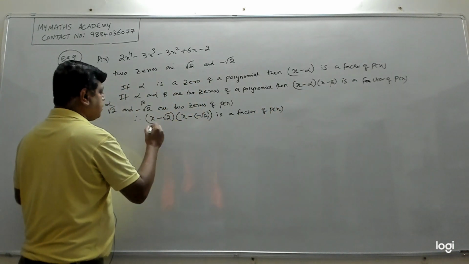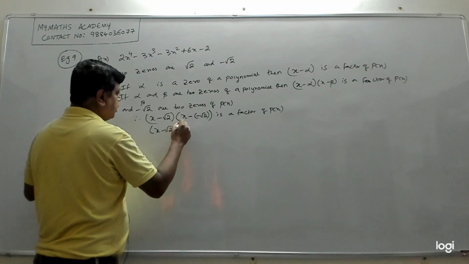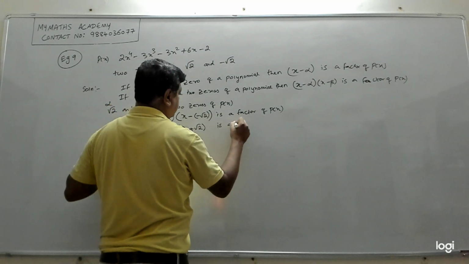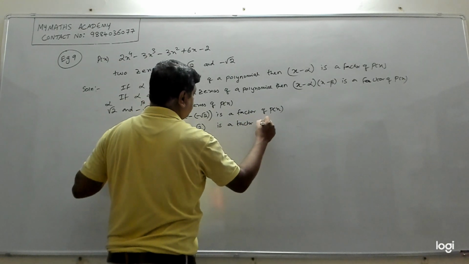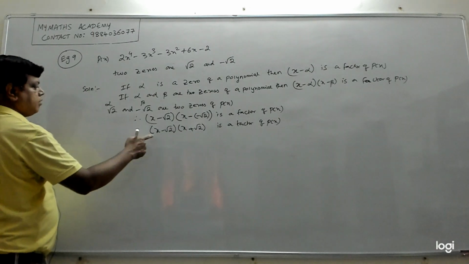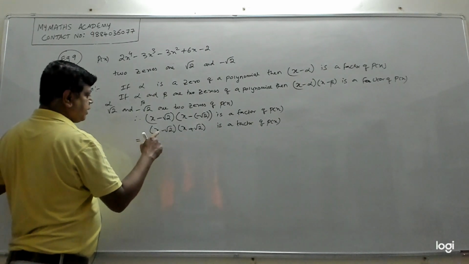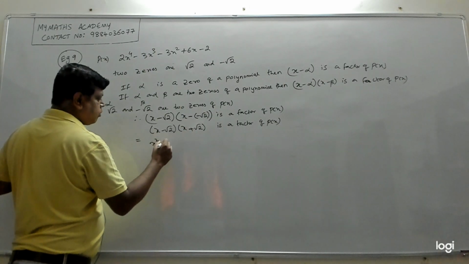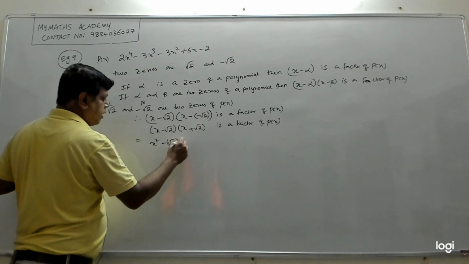So let's multiply this. What is x minus root 2 into x plus root 2, which is a factor of p of x? To multiply these two, what do we get? We get x minus root 2 into x plus root 2. It is in the form of a minus b into a plus b. We get a square minus b square.